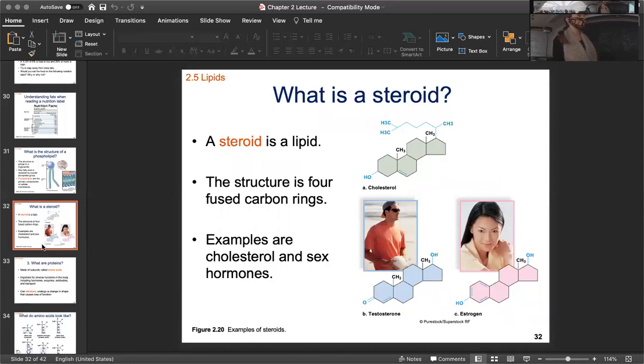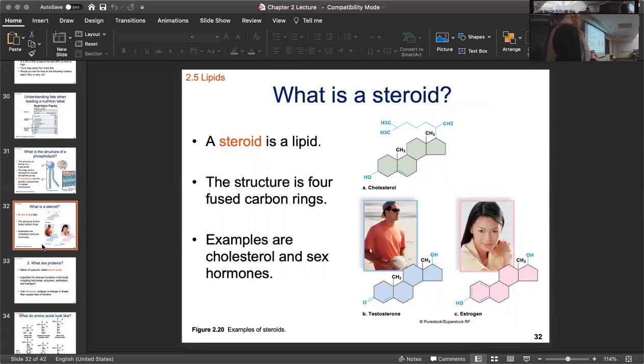We can do this. All right, what is a steroid? A steroid is a lipid. Okay, we talked about that when I first started talking about lipids in this section. Remember, just to give us a little bit of context, we're talking about the 4 macromolecules. The first one we talked about was carbohydrates. Second one we're talking about is lipids. Okay, so now we're into this lipid. A steroid is a type of lipid.